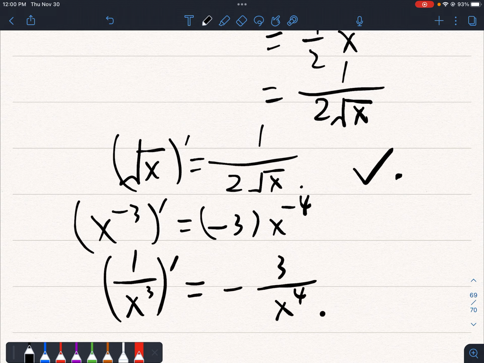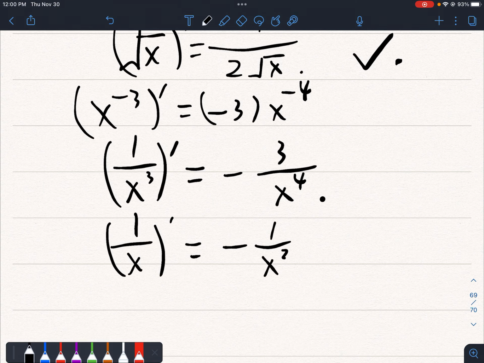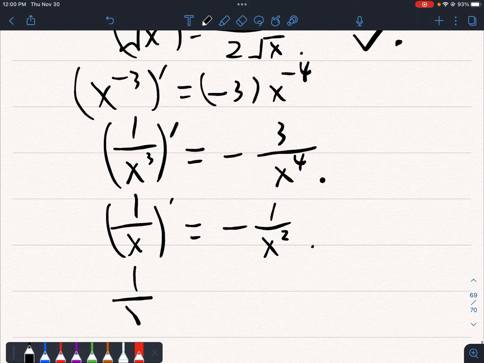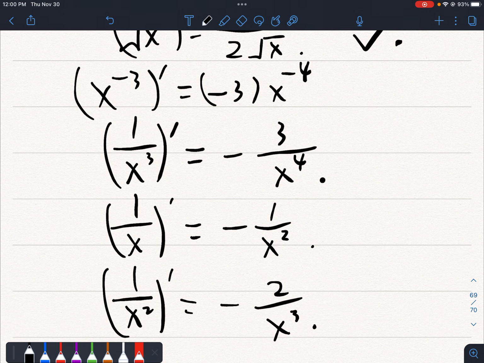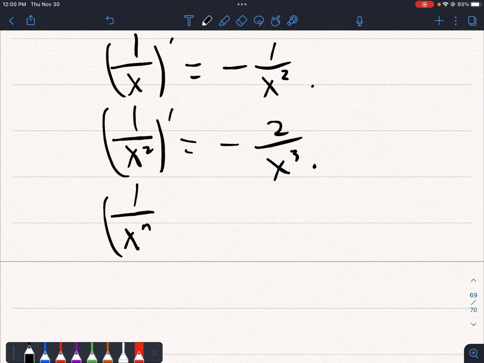Okay, so this means the derivative of x to the negative 3 is equal to minus 3 over x to the power of 4. So you just play with this formula, and you can get, for example, the derivative of 1 over x. Because it's x to the power of minus 1, you have minus 1, and then minus 1 becomes minus 2, so this becomes minus 1 over x squared. And you can just play with it, and then the derivative of 1 over x squared becomes negative 2 over x cubed.